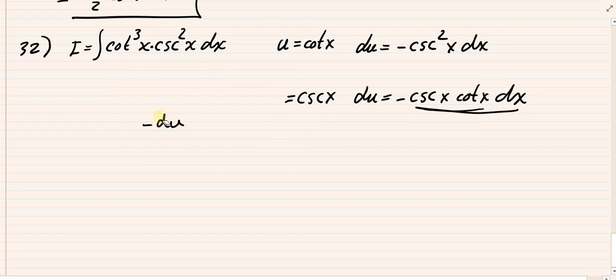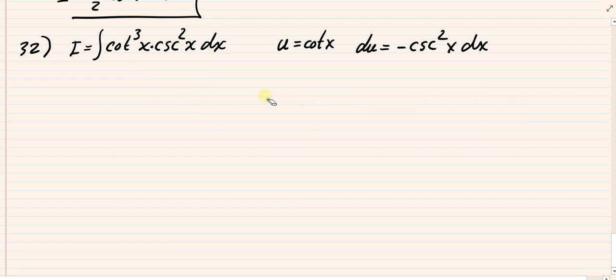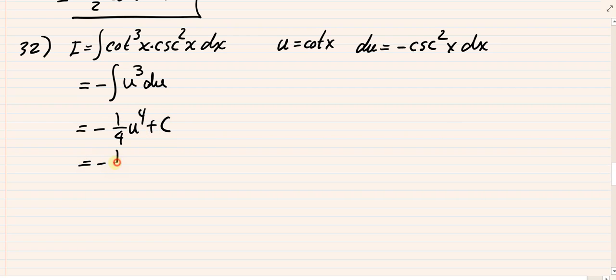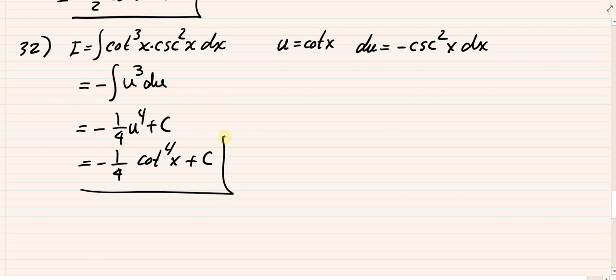So in this case, what I have selected for you is going to work out very nicely. So the integral is going to be negative. Well, cotan, that's going to be u cubed, and cosecant squared x dx, all of that is just going to be du. See how easy that is in one step. The integral is 1/4 u to the 4th plus a constant, and the final answer is negative 1/4 u is cotangent to the 4th x plus a constant. There, that's what that is.